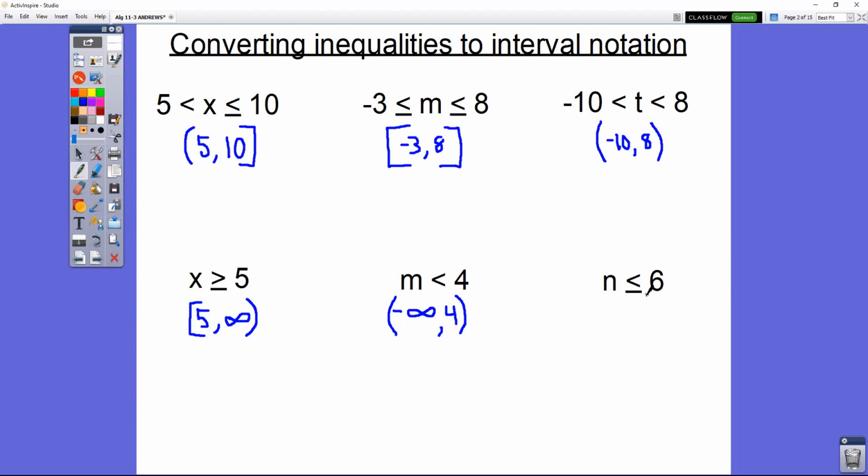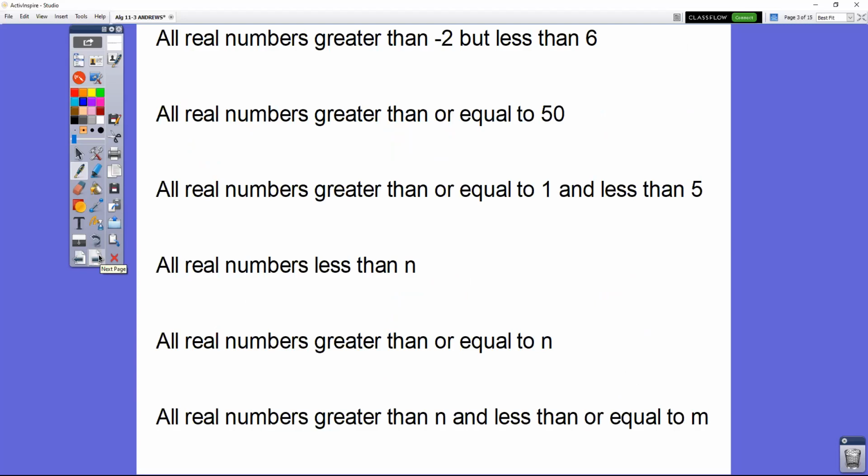n is less than or equal to 6. Because it is "or equal to," it's going to be square parentheses. We want all the things that are less than it, so we're going to have negative infinity. Again, anytime that you have infinity, it is round parentheses. They love those questions as multiple choice questions on your Regents exam.